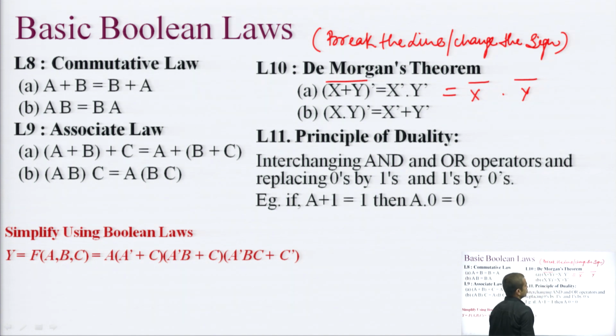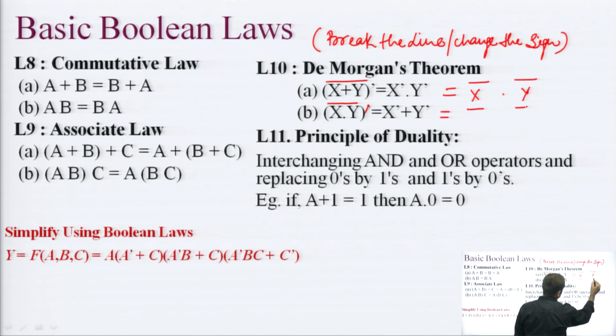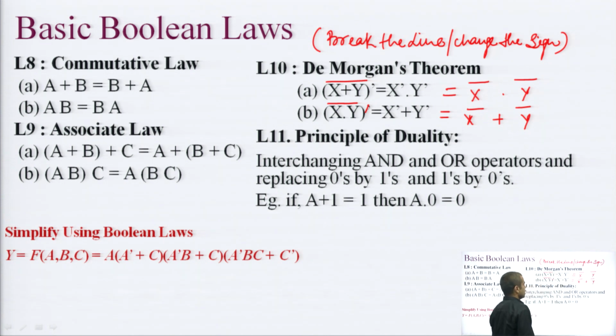Similarly, this thing holds for this product version as well. So, X dot Y whole complement, if I remove this and use this bar, so I can write it as, breaking the line and changing the sign, this dot can be changed to plus. So, X bar plus Y bar. So, this is the De Morgan's theorem.